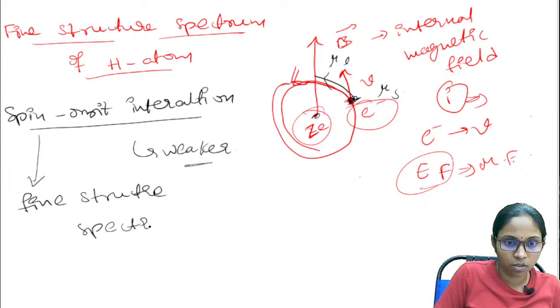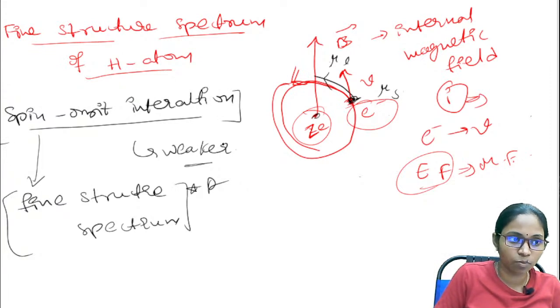You just keep it in a bracket. Write a sentence: spin orbit interaction is responsible for the fine structure spectrum. Because of the spin orbit interaction only, we will have this internal magnetic field.